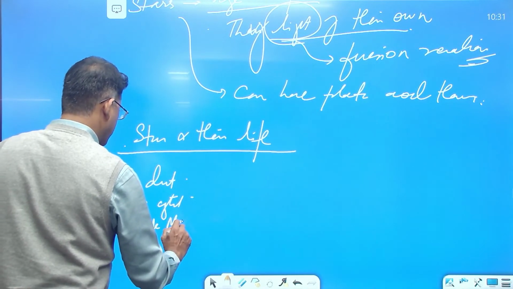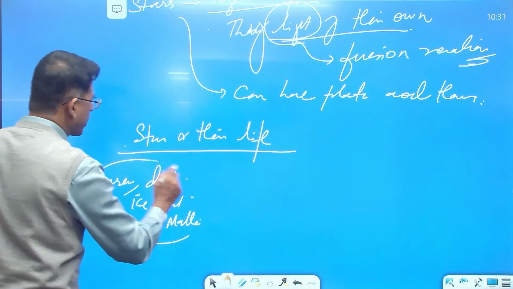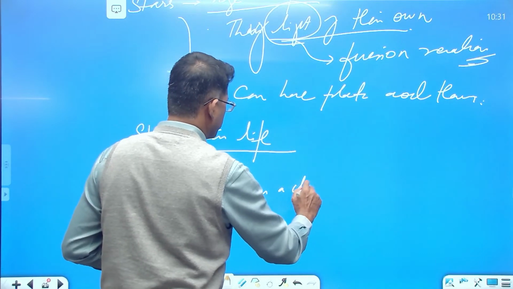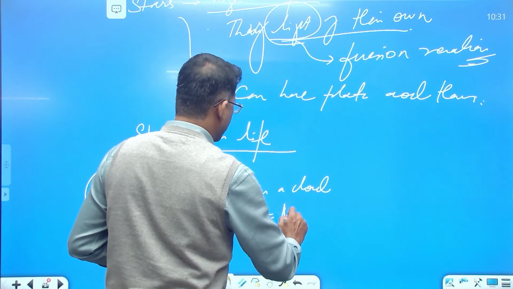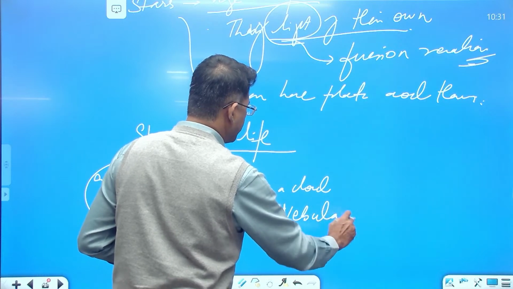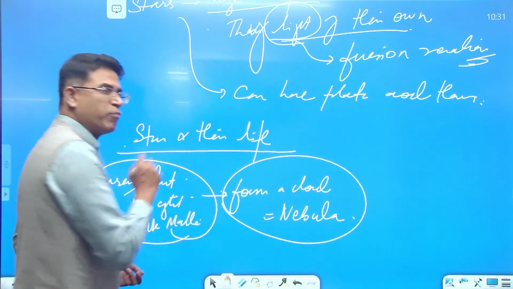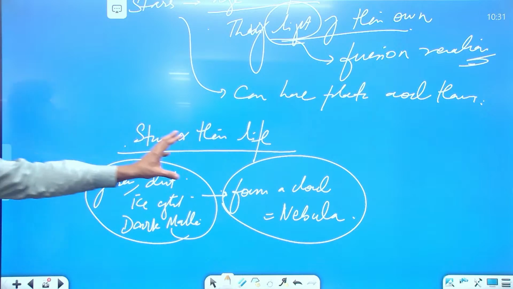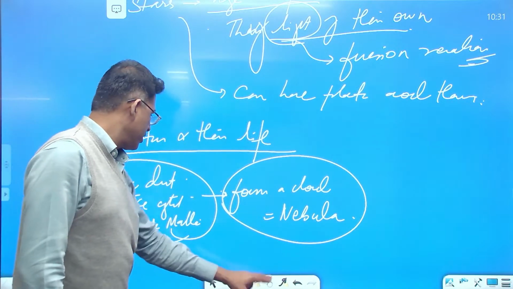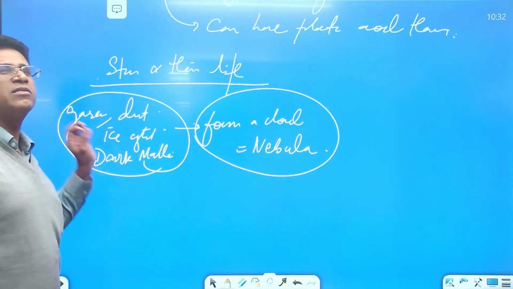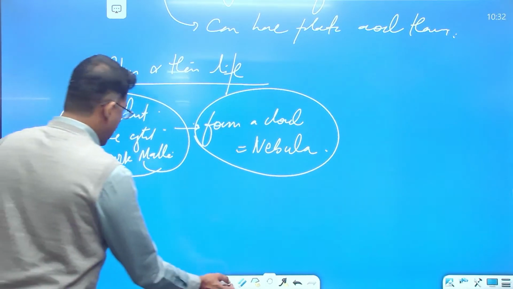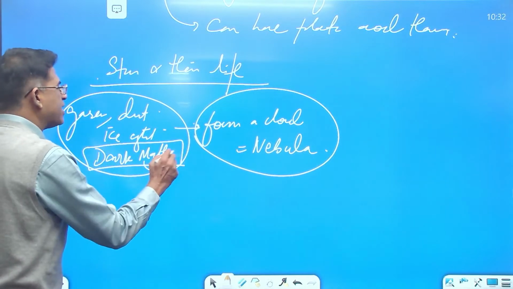The dark matter, all of this together is in the form of a cloud. And the cloud is called the nebula. Okay? The life of a star, how it is formed, what happens to it. I'm giving you a schematic diagram here. There are gases, dust particles, ice crystals, and some matter we do not know. हमें पता नहीं है क्या है.